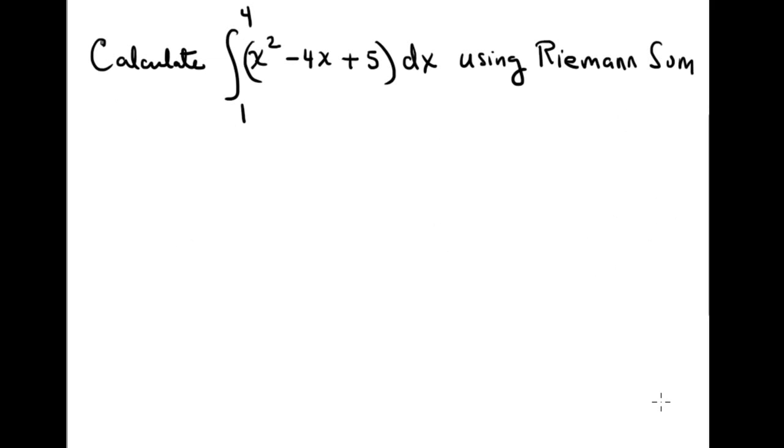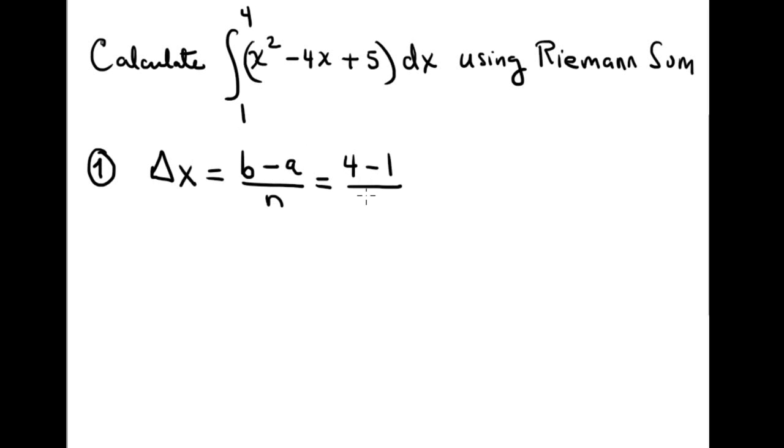Okay, let's start this example to calculate this integral. It's the same integral we started this lecture with, using Riemann sums. Remember step number 1. Step number 1 is compute delta x. The formula is b minus a over n. In our problem, b is 4, minus 1, which is a, upper limit minus lower limit, divided by n. The answer is 3 over n.